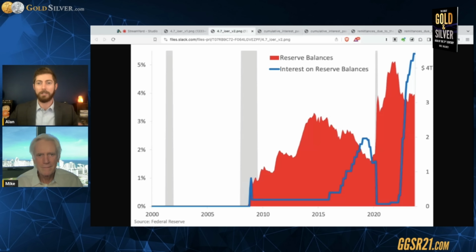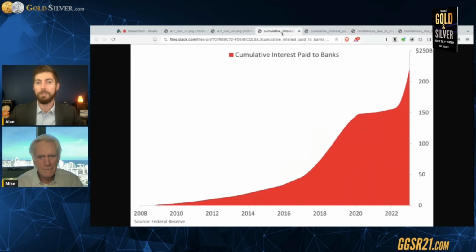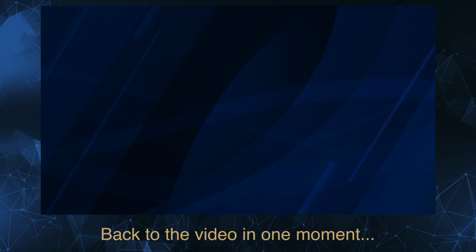It's technical jargon. So all of this currency that's being paid to the banks is ultimately coming out of your pocket, either in the form of taxation or inflation, higher prices. It's just a matter of time before we all pay for it. Right. Yeah. So that leads me into the next chart, which was in the book. This is the cumulative interest that's been paid to banks.